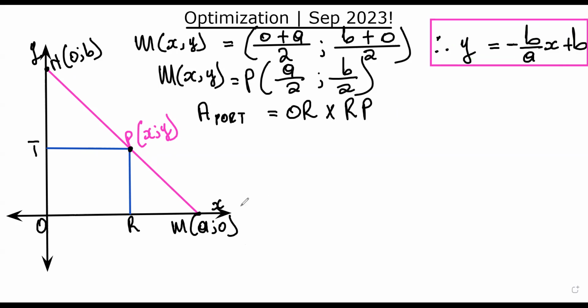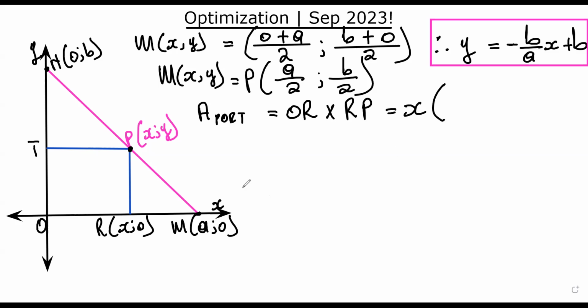So what? Well, let's talk about the length of this rectangle, OR. What is the length of this rectangle? Well, we know that if this is a rectangle, it means PR is actually a vertical line. So if PR is a vertical line, it means the coordinates of the point R are actually x and 0. Because if it's a vertical line, it means the x value is the same for both of these. So this means the length of OR will be x units.